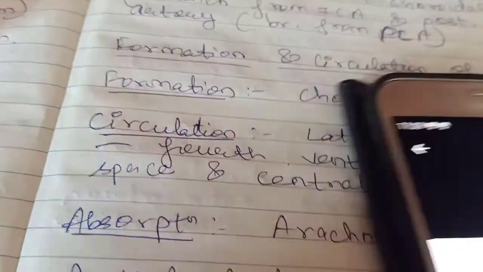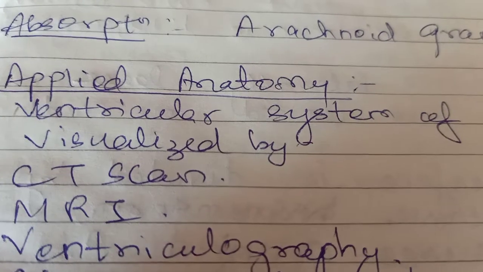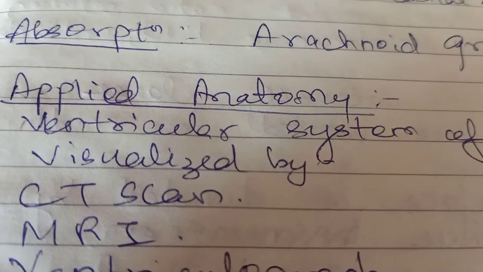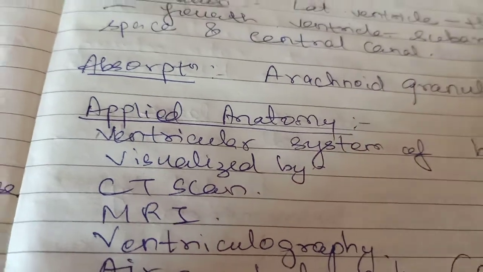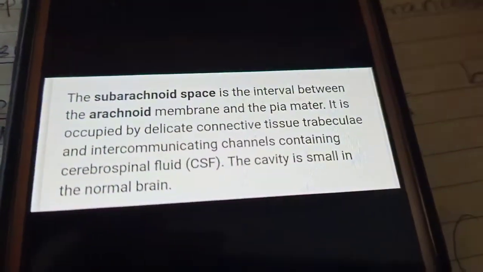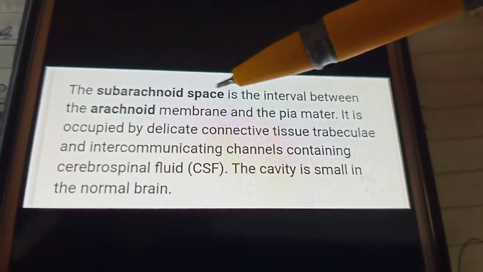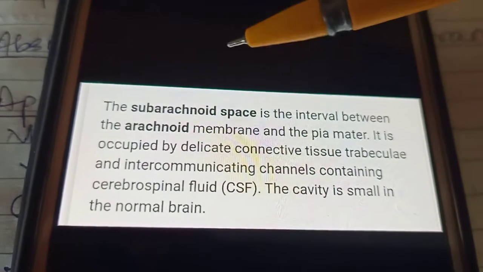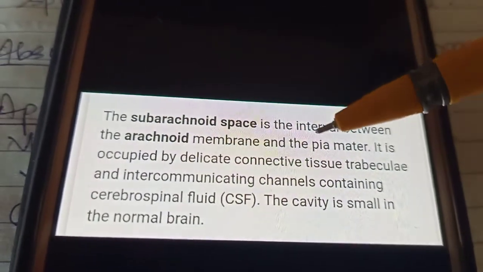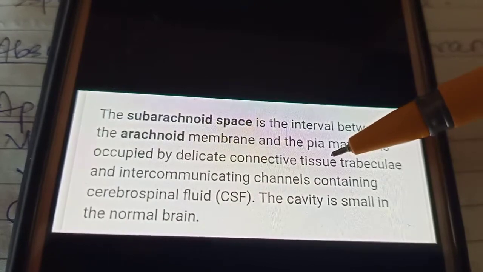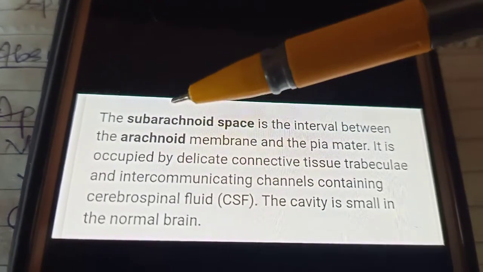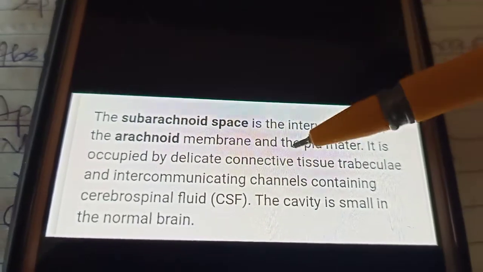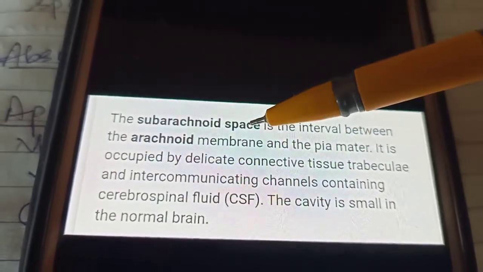Now what is the subarachnoid space? The subarachnoid space is the interval between the arachnoid membrane and the pia mater. You have the dura mater, arachnoid membrane and the pia mater, the layers of the meninges. So the space present between the arachnoid membrane and the pia mater is the subarachnoid space.